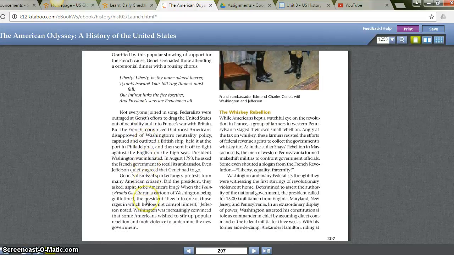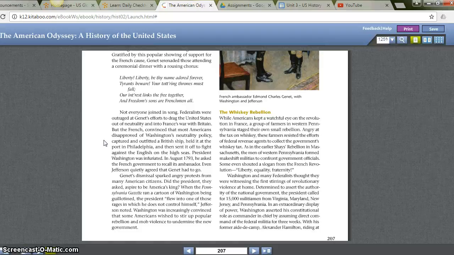Not everyone joined in the song. Federalists were outraged at Genet's efforts to drag the United States out of neutrality and into France's war with Britain. But the French, convinced that most Americans disapproved of Washington's neutrality policy, captured and outfitted a British ship, held it at port in Philadelphia, and then sent it off to fight against the English on the high seas. President Washington was infuriated. In August 1793, he asked the French government to recall its ambassador. Even Jefferson quickly agreed that Genet had to go.